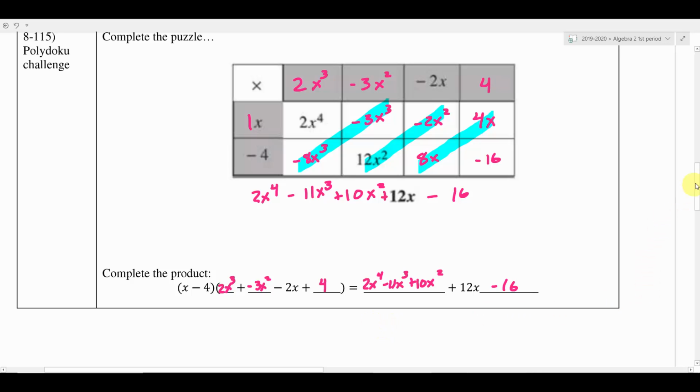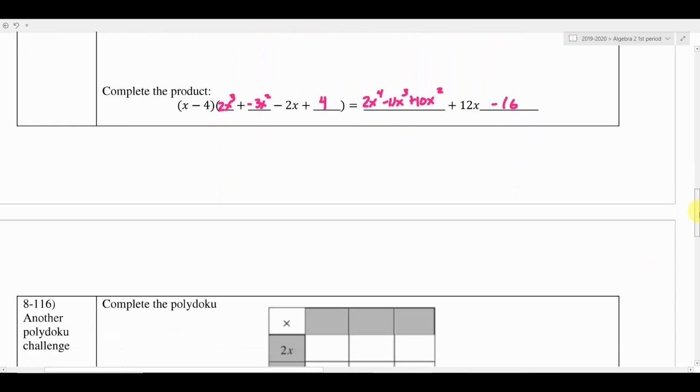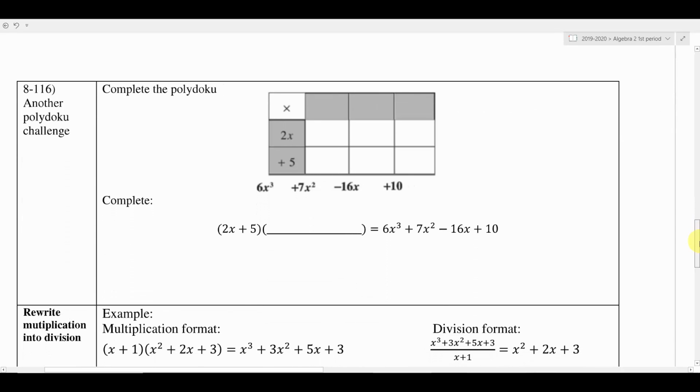All right, let's do one more. So we got one more here. And again, just some initial observations that I see here. They give me the 2x plus 5, but we don't know what we're multiplying by. That means we don't know anything about this top row, but we know the final result. So we know what the x cubes, the x squareds, and the x's all have to add up to. So we know what these diagonals have to add to.